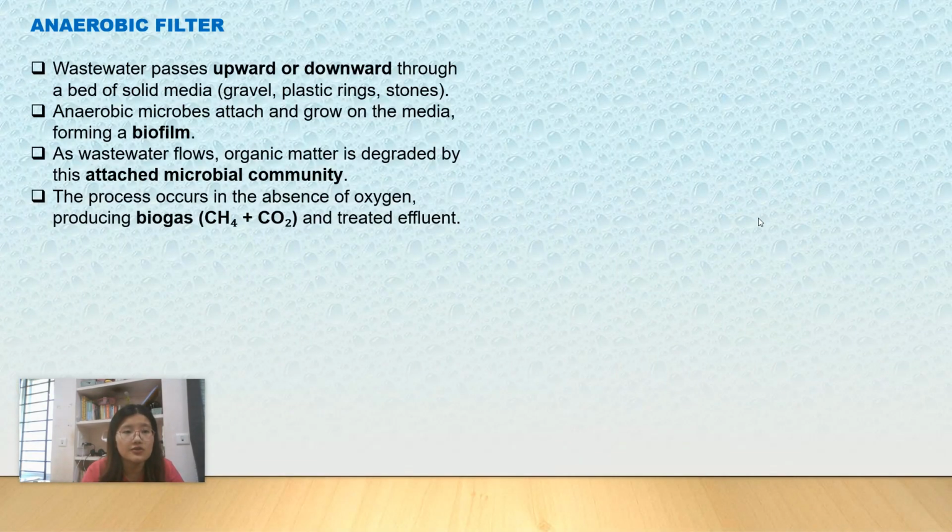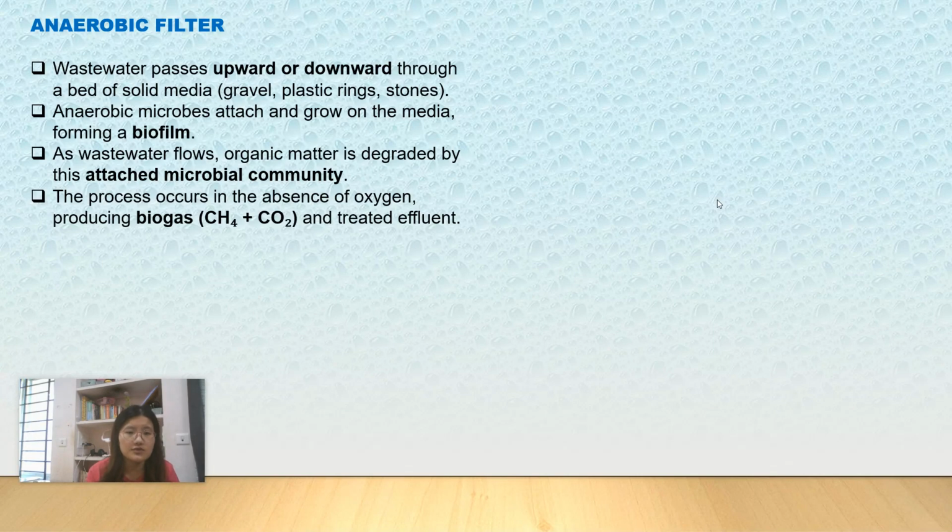So now let's talk about the anaerobic filter, which is a type of anaerobic wastewater treatment working on the principle where wastewater passes either upward or downward through a bed of solid media. The media consists of gravel, plastic rings, or stones. The anaerobic microbes attach and grow on the media, forming a biofilm.